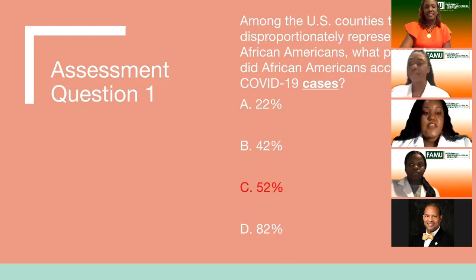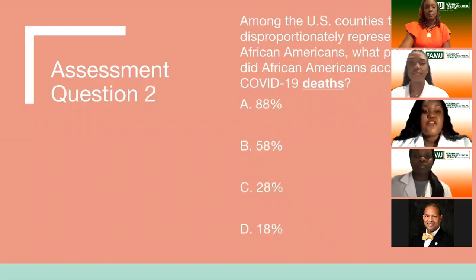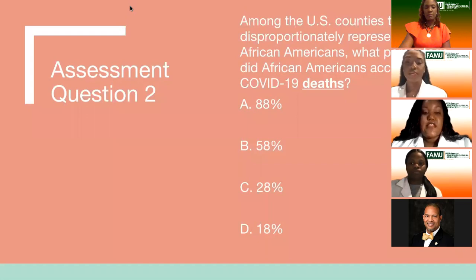Assessment question 2. Among the U.S. counties that are disproportionately represented by African Americans, what percentage did African Americans account for COVID-19 deaths? A, 88%, B, 58%, C, 28%, or D, 18%? So if you selected B, you are correct, 58%, an astounding number.